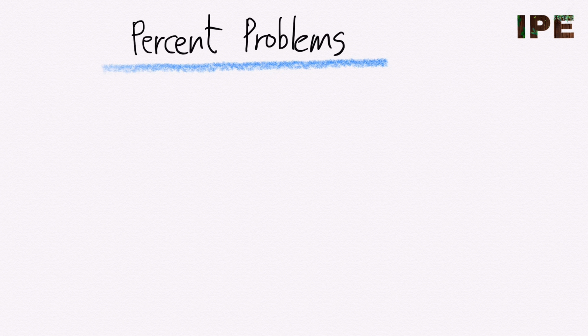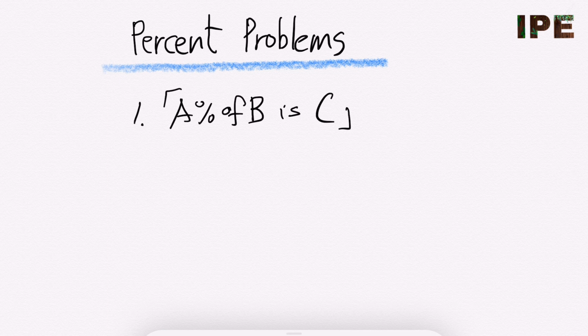It's for SAT prep. Today's topic is percent problems. There are so many percent problems in the SAT, but today I want to teach 3 different types of percent problem. The first type is this. It's just an A% of B is C problem. Usually 2 values of A, B, C will be given, and then you find the missing value.